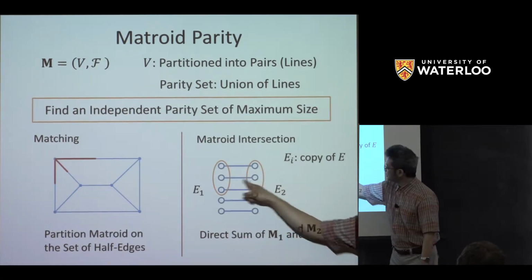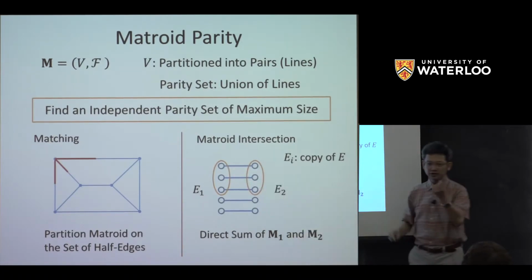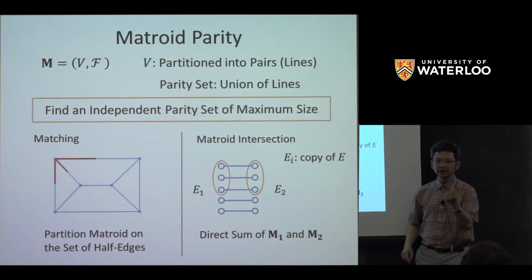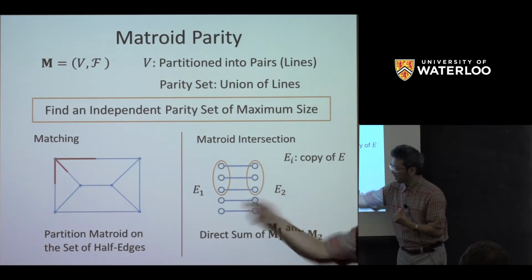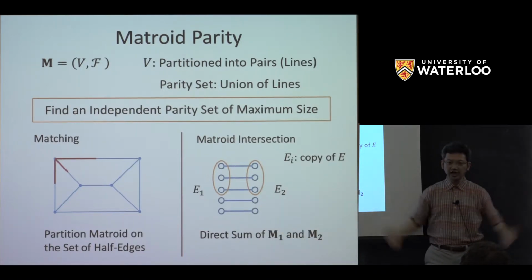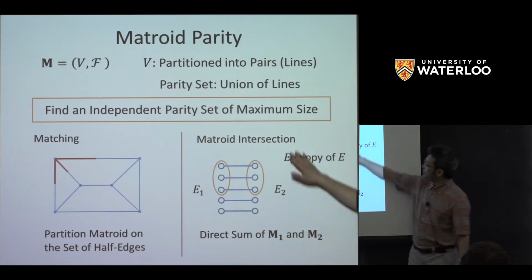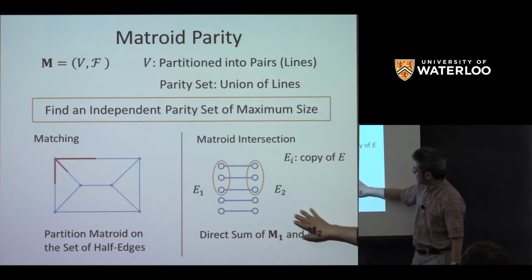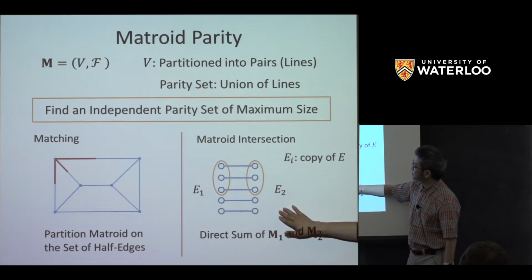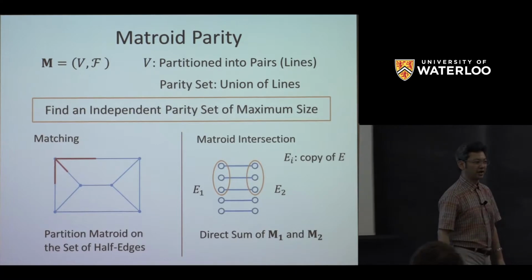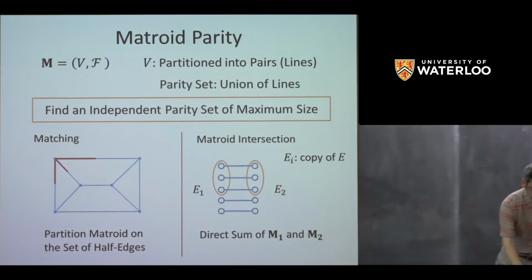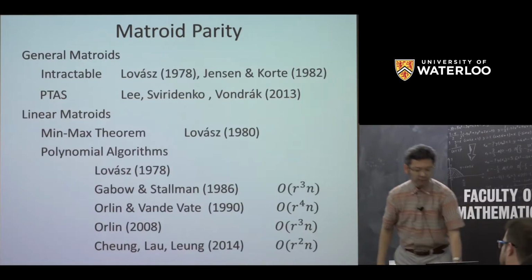So this corresponds to the same original elements, and then gives you lines in your larger matroid. So the matroid parity problem in this setting corresponds to the matroid intersection problem. Okay. Now, can we solve this matroid parity problem?